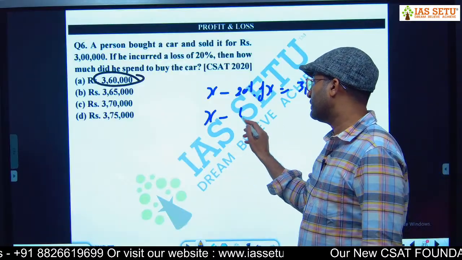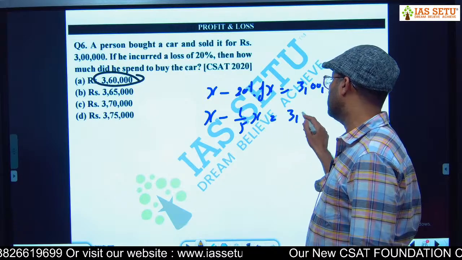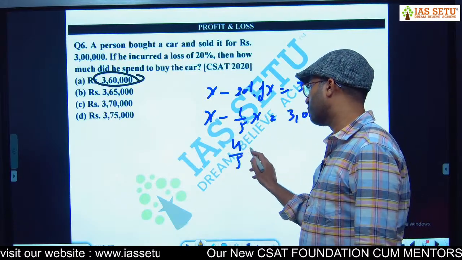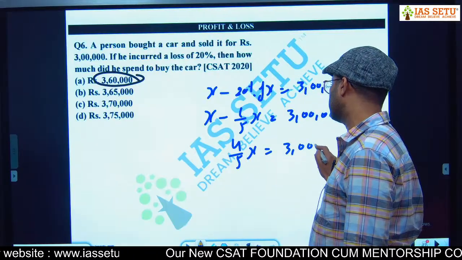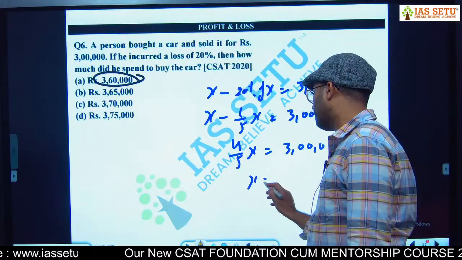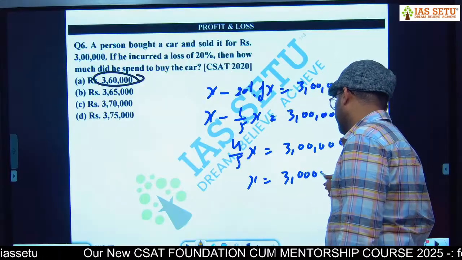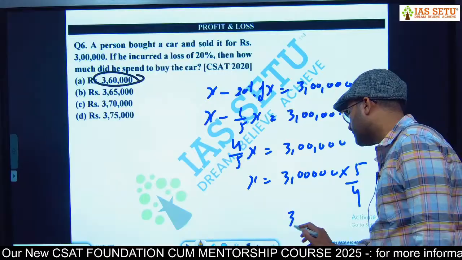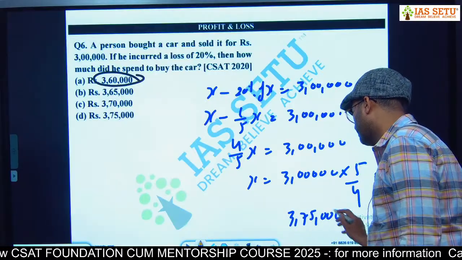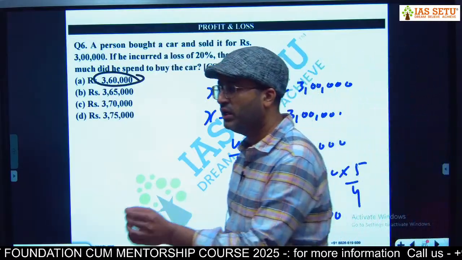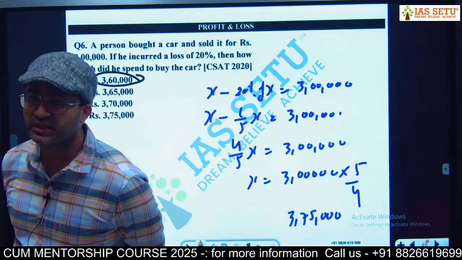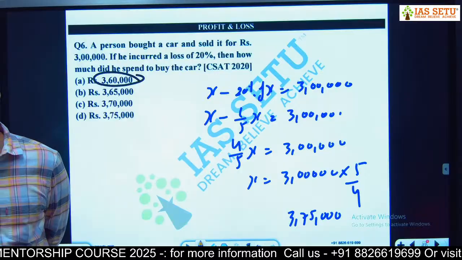X minus 1 by 5X is equal to 3 lakh. What is X minus 1 by 5X? 4 by 5X is equal to 3 lakh. Value of X is coming 3 lakh into 5 by 4, ये आ जाएगा 3,75,000. 15 लाख को 4 से डिवाइड करोगे 3,75,000 आता है. इसका मतलब I purchased that car in 3,75,000.